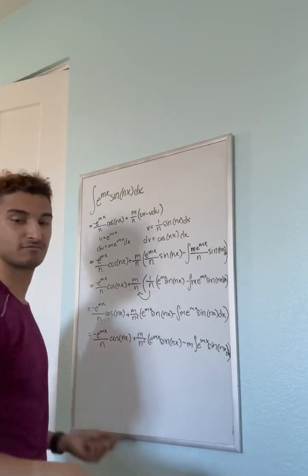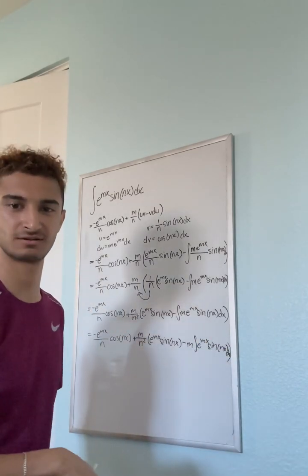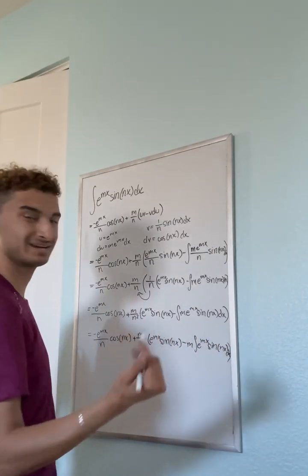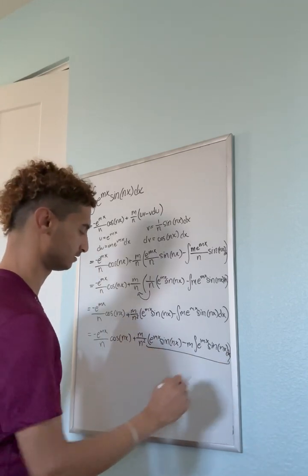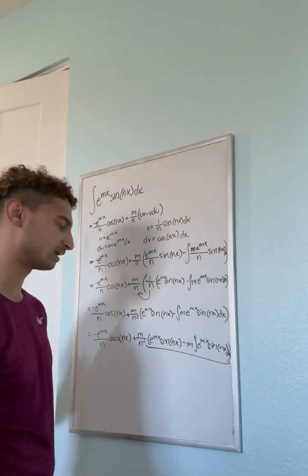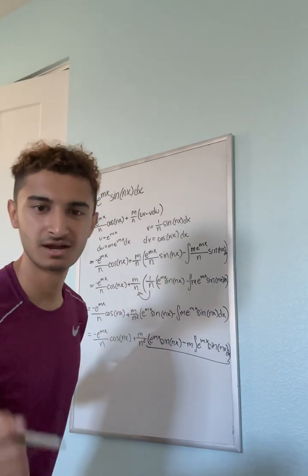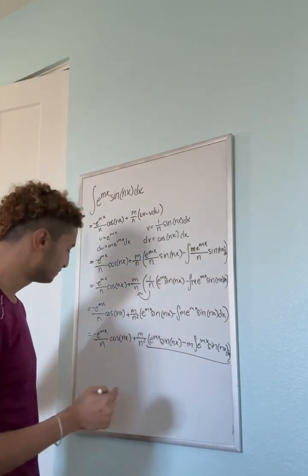And of course, everything is being multiplied by n over n squared. Well, not everything, but everything here is going to be multiplied by n over n. That's a pretty straight line. Anyways.